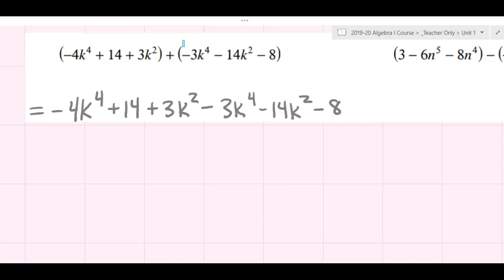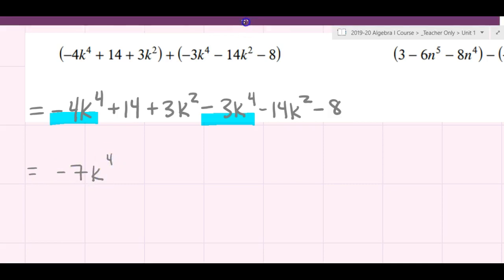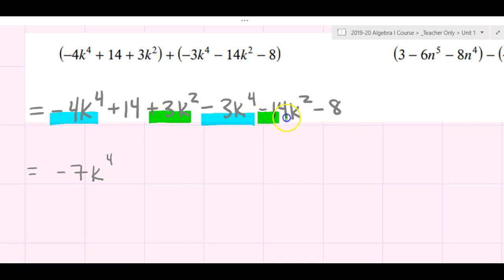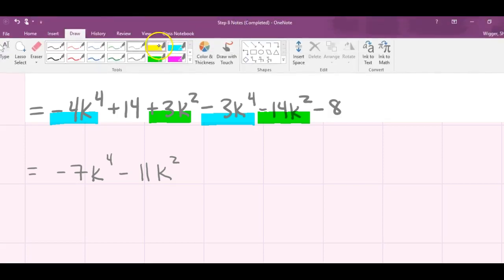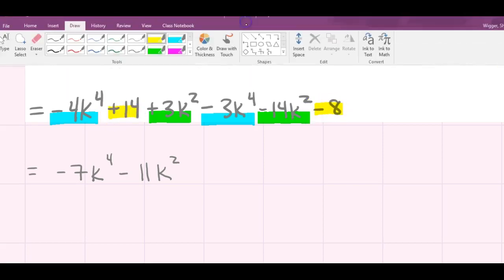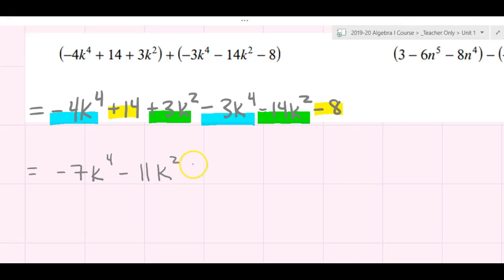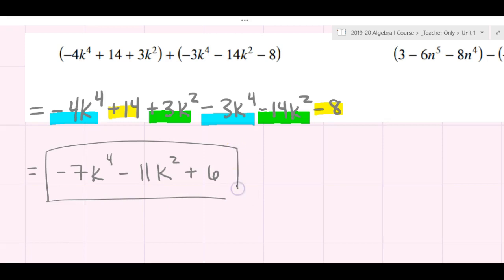Looking for like terms, I have a -4k to the fourth, a -3k to the fourth, so I have -7k to the fourth. I have a 3k squared and a -14k squared. 3 minus 14 is -11k squared. And then combining my constants, I have 14 minus 8, which is +6. I've combined all like terms, and my terms are listed from highest power to lowest power. So my final answer is in standard form.